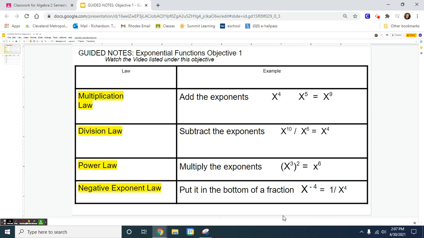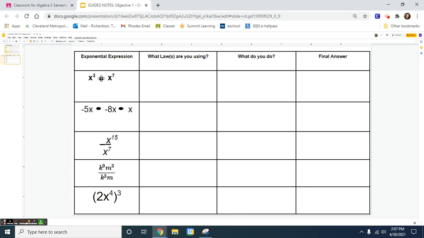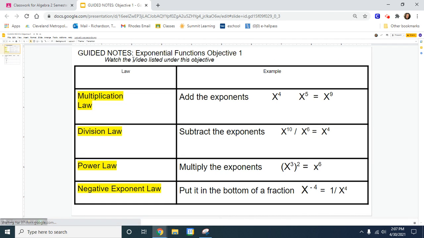Hi everyone, this is the video for the unit called exponential functions, and this is objective 1. This is about all of our different laws that we have to use for exponents. We're talking about 4 different laws, and the first one being the multiplication law.